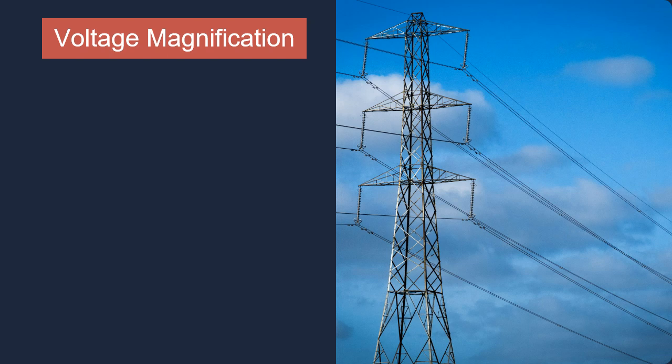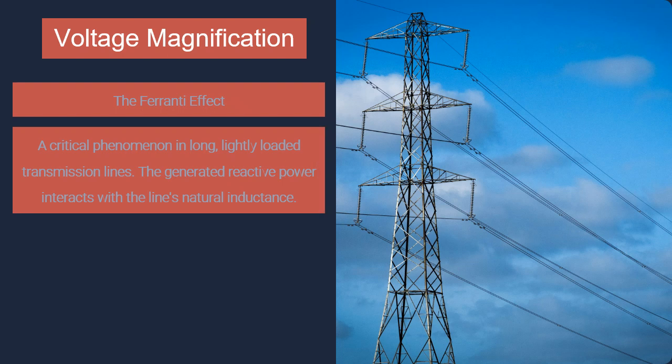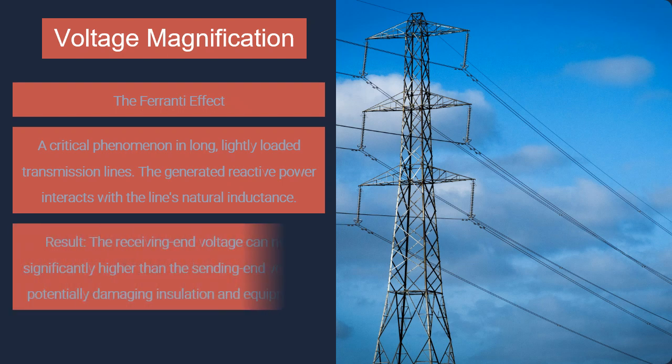Voltage magnification. One of the most dangerous side effects of a leading power factor, especially on long transmission lines, is the Ferranti effect, or voltage magnification. When the generated capacitive reactive power travels down a long line, it interacts with the line's inherent inductance. This interaction causes a buildup of voltage, making the receiving end voltage rise significantly higher than the voltage at the sending end. This voltage rise can stress insulation, compromise equipment, and ultimately lead to grid instability.